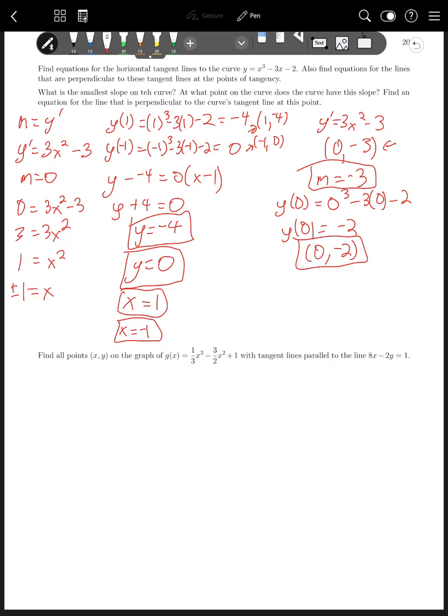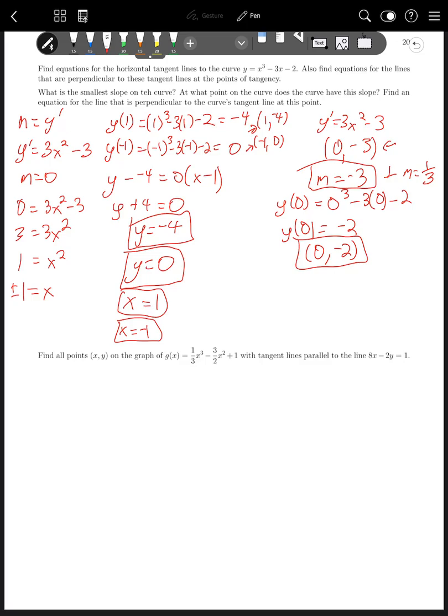And then find the equation of the line that is perpendicular. So then it says, find an equation of the line that's perpendicular to the curve's tangent line at this point. So we have a slope. One of the things you hopefully remember from college algebra is that perpendicular lines have opposite reciprocal slopes. So if this slope is negative 3, then the opposite reciprocal of that would be positive 1/3.